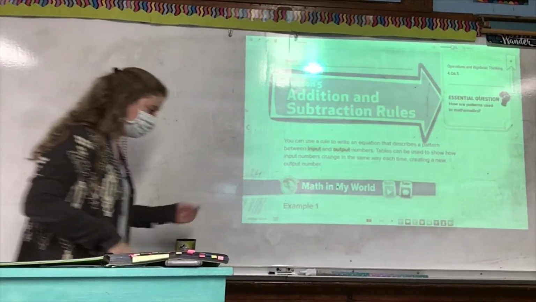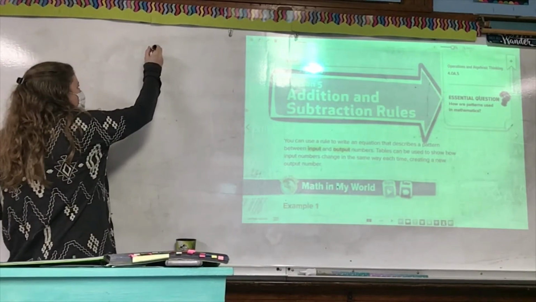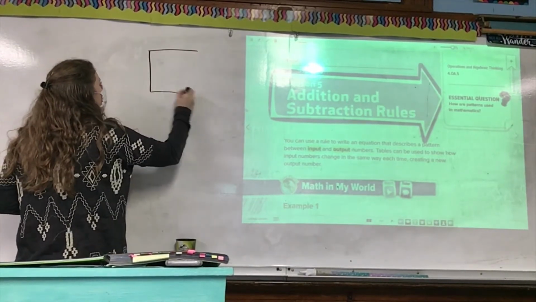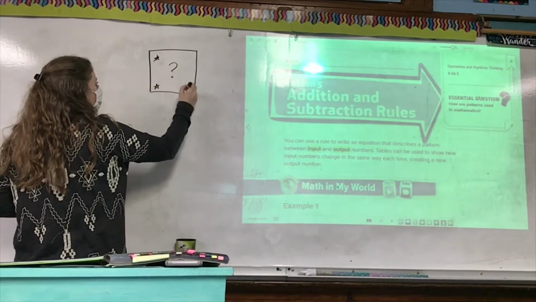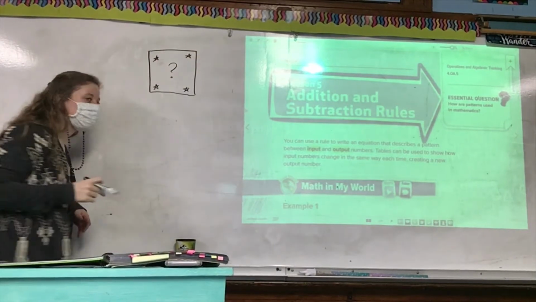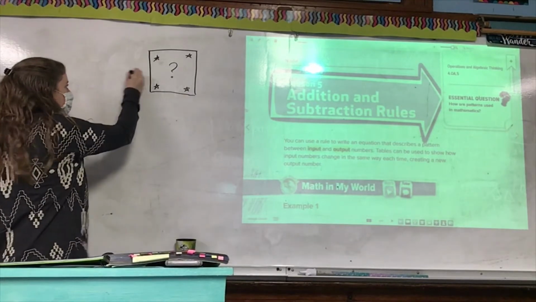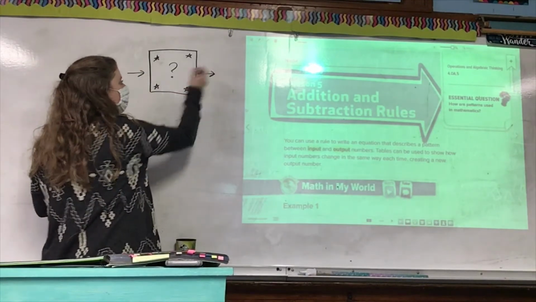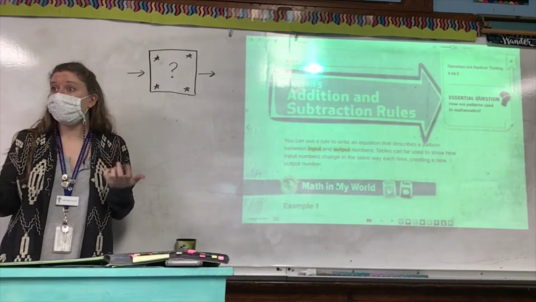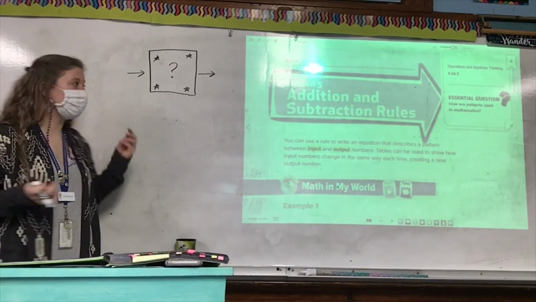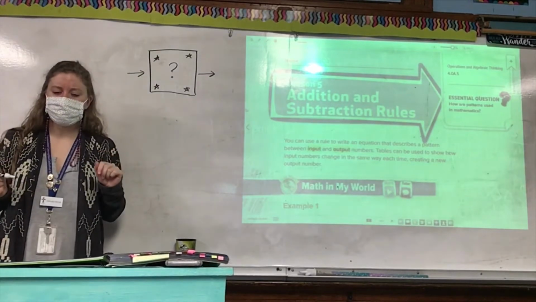Before we begin the lesson, let's imagine that we have this box. This box is called a function machine. I put something in, I get something out. The function machine does something to it. I don't know what it is. I have to see, okay, what did I put in? What did I get out? What did the function machine do to it?